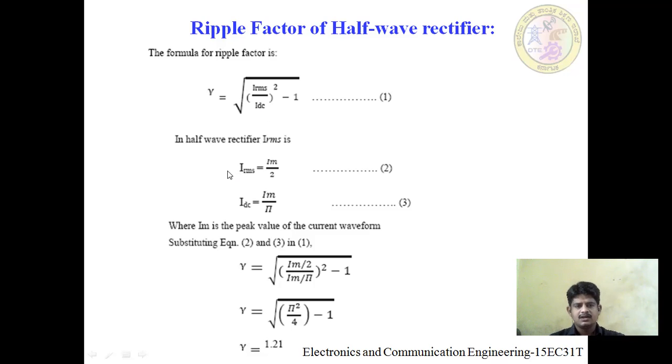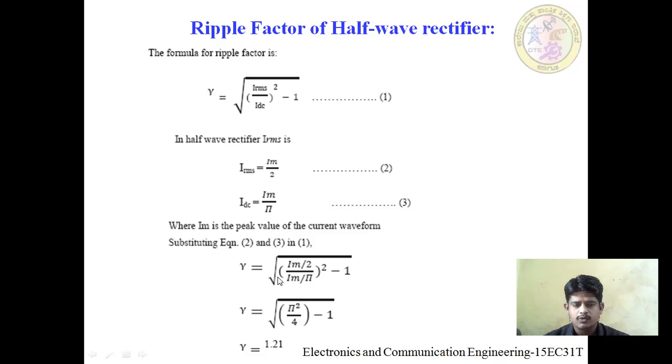We know that for half wave rectifier, IRMS, that is root mean square current, is given as Im by 2. Im means the maximum current. Then IDC means DC current, and DC current is given as Im by pi, maximum current divided by pi. So now we have the equations for IRMS and IDC. We are going to substitute these two values, equations 2 and 3, in equation 1.